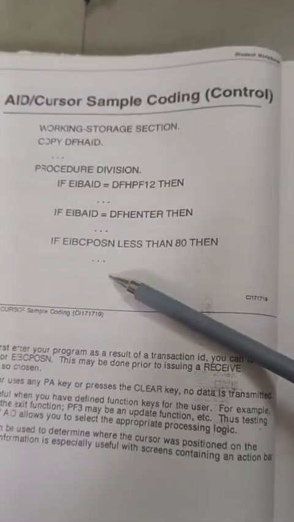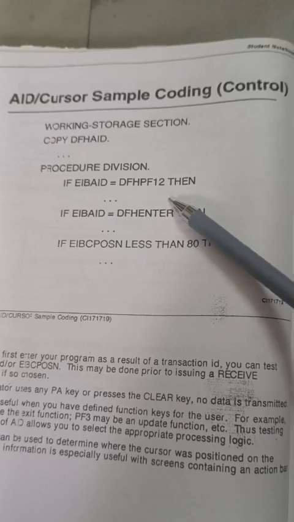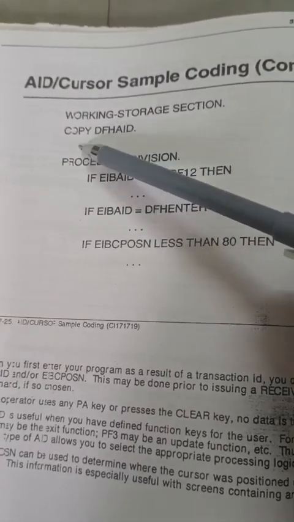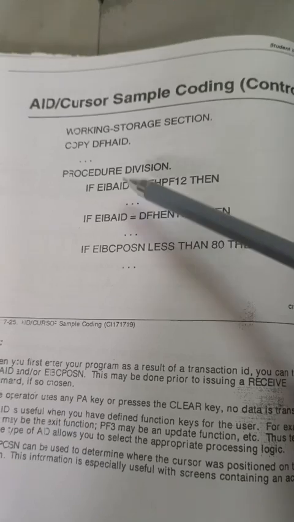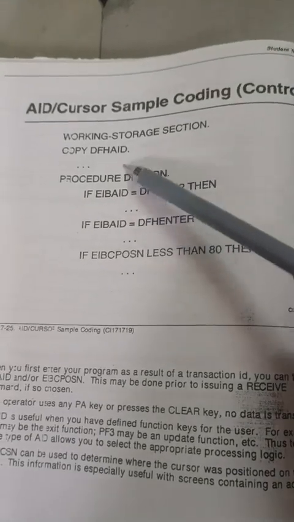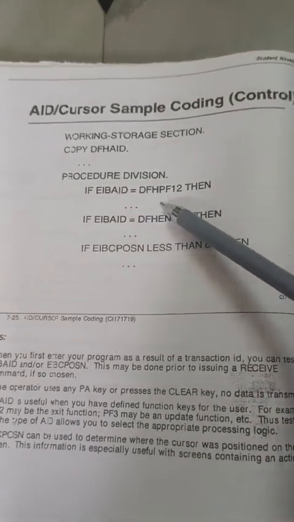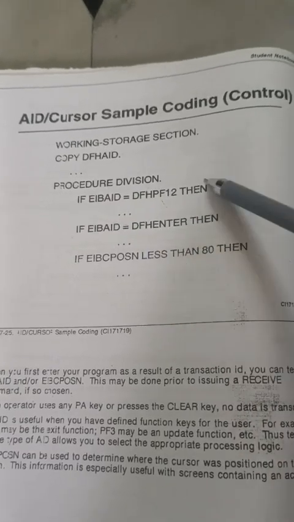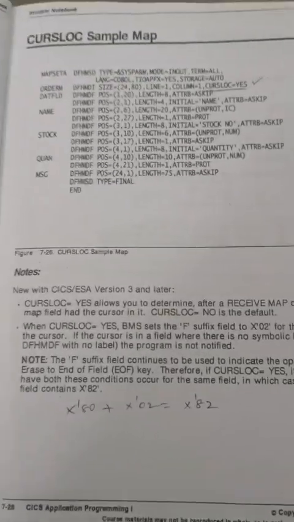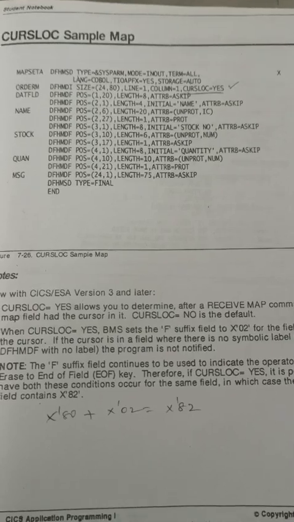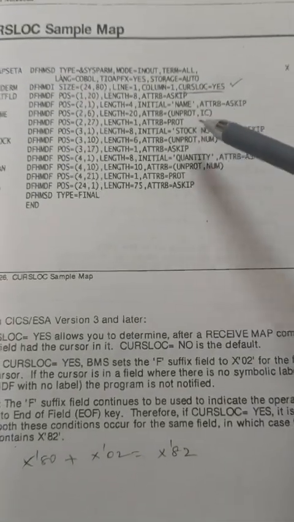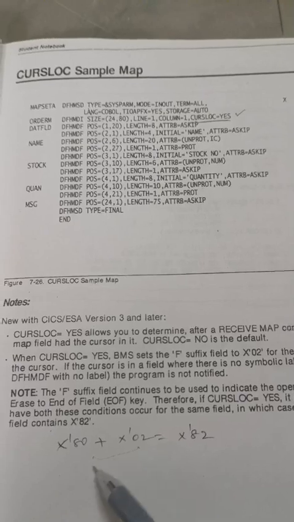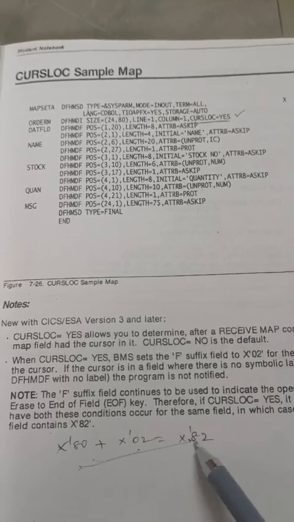Earlier we have seen how we can access the other functional keys. If we are going to access them, we have to copy the DFHAID in the copybook, in the working storage section, then only can we access the functional keys. Then we can compare the functional key, and I have to perform this logic. And these are sample cursor locations. Yes means it will occupy this many bytes here.